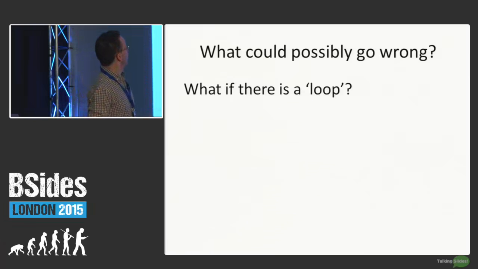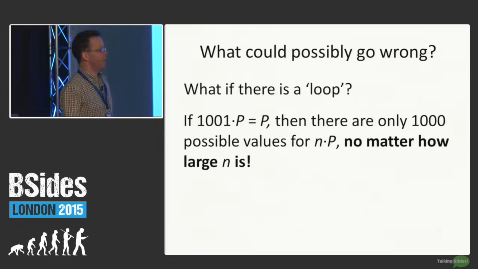What if there's a loop? What if it happens that if you take this point P and add it to itself, and so on, 1001 times P is again the point P? I mean, it could happen. This means that 1002 times P is 2 times P, and 1003 times P is 3 times P, and 1,001 times P is P again. There are only 1,000 different values. The algorithm still works, but someone trying to crack it only has to try 1,000 different values for the points that they have to solve, which is trivial for a computer. And again, these kinds of loops are easy to avoid. They don't happen.